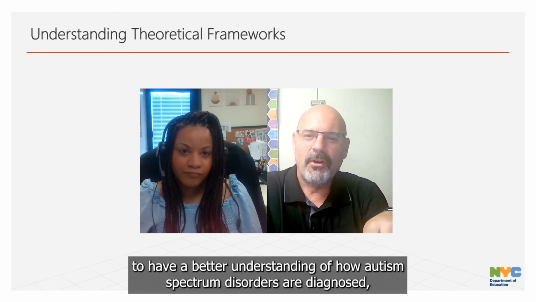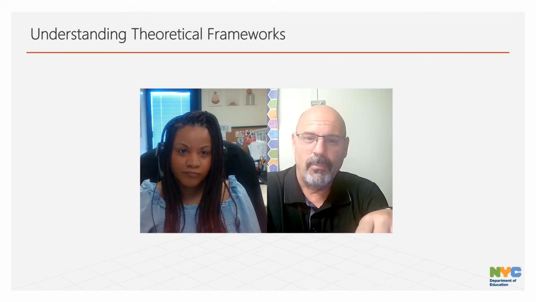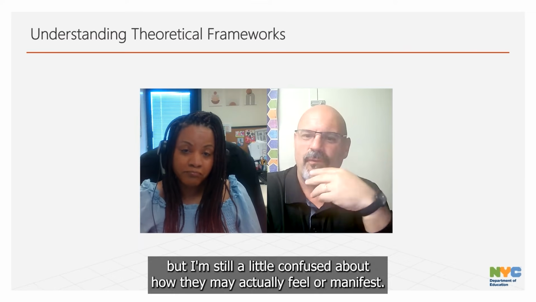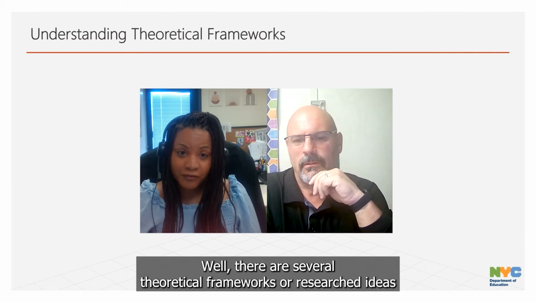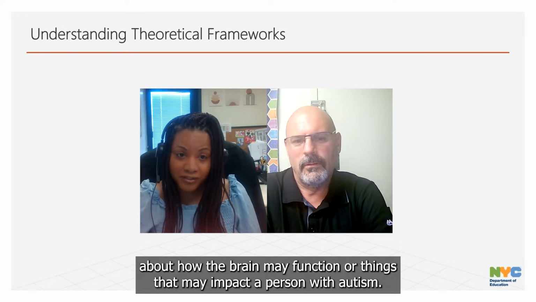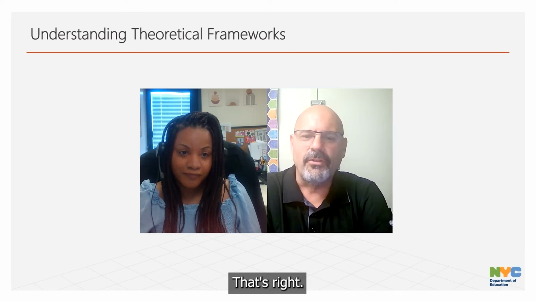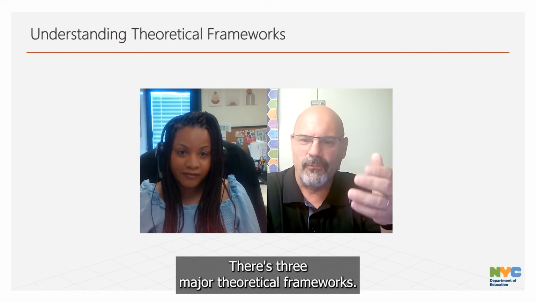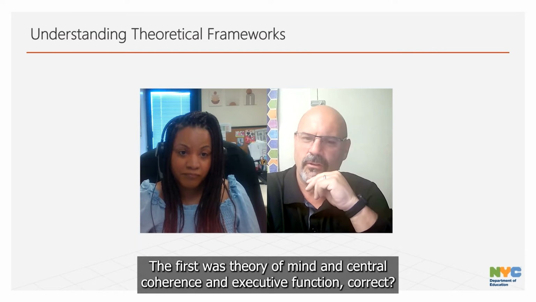Okay, so I'm beginning to have a better understanding of how autism spectrum disorder is diagnosed, but I'm still a little confused about how they may actually feel or manifest. Well, there are several theoretical frameworks or researched ideas about how the brain may function or things that may impact a person with autism. That's right. There's three major theoretical frameworks. The first was theory of mind, then central coherence, and executive function, correct?